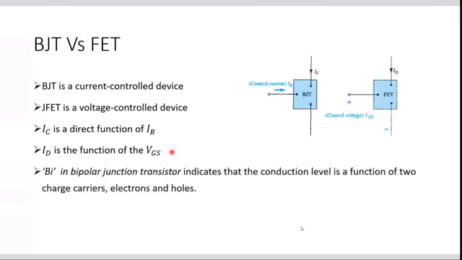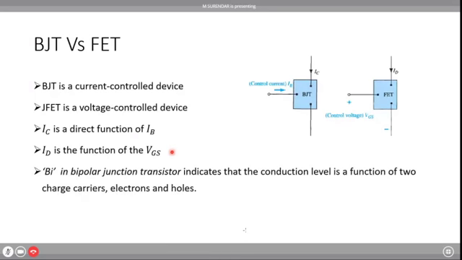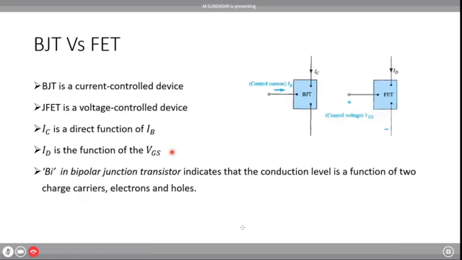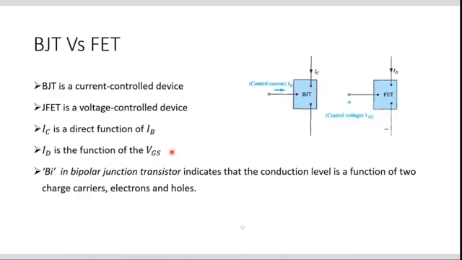And here we have bipolar. It is a bipolar junction transistor because the current conduction is due to both the electrons and the holes. That's why we call that as a bipolar. That's why it is named as a bipolar, the word bipolar is there.